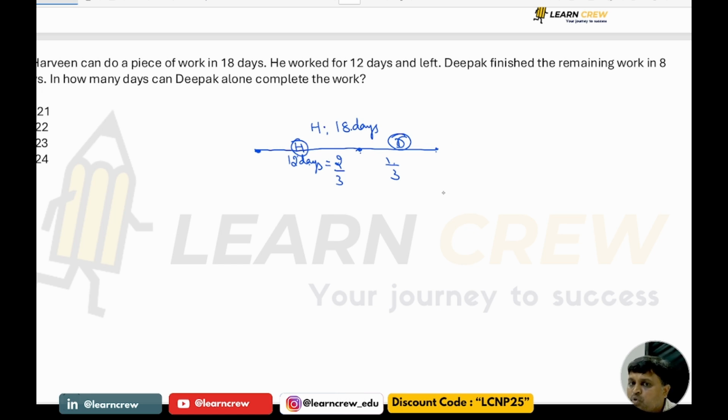So out of total 3 parts work, if total work is 3 parts, Deepak is doing 1 part work in 8 days. This remaining work is 1 part. This 1 part he is doing in 8 days. Then Deepak alone can complete the total work 3 parts in how many days? 24 days. So answer is 24 days.